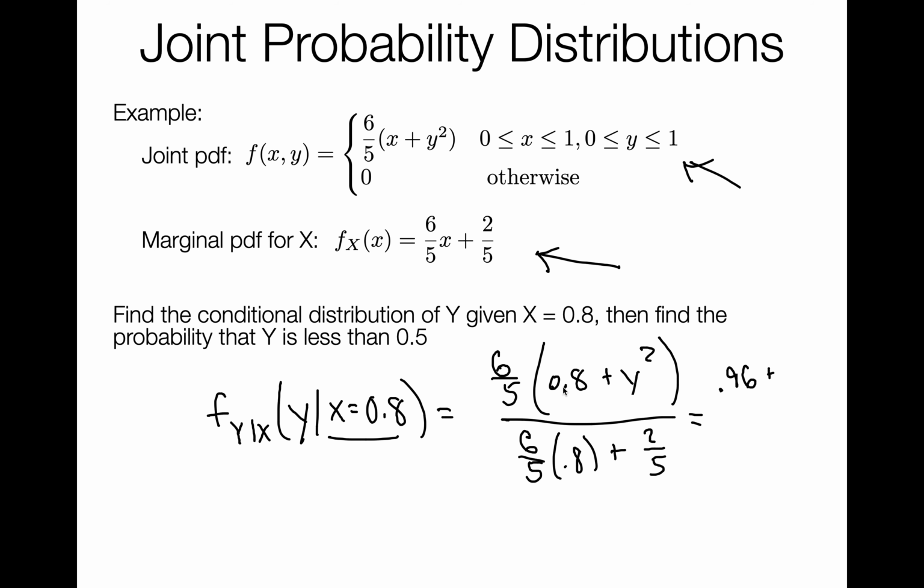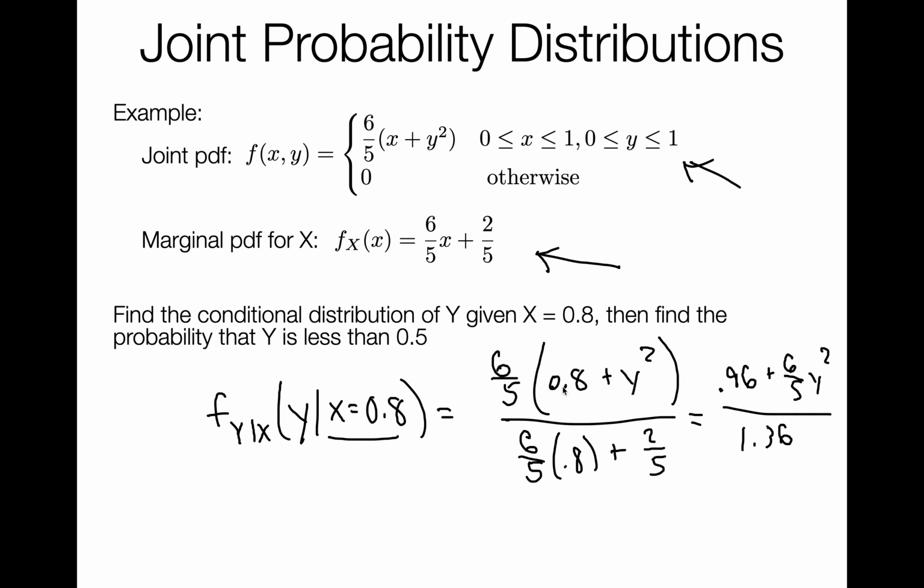So we've got 0.96 plus 6/5 y squared divided by, I distributed the 6/5 and then multiplied together there, and then 6/5 times 0.8 plus 2/5, and 2/5 is 0.4. And so then we get 1.36. So it's 0.96 plus 6/5 y squared divided by 1.36. Okay, and technically all of this, they're both the conditional distributions. I'm just trying to simplify numbers.